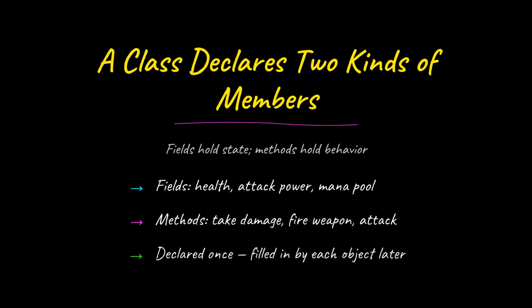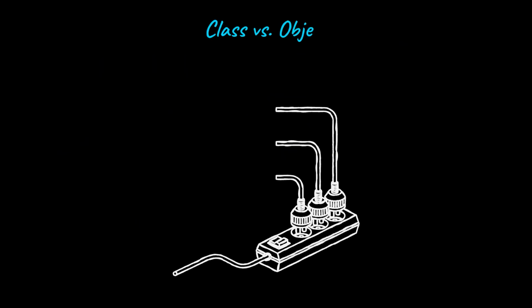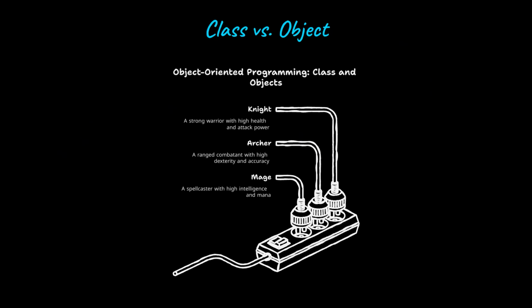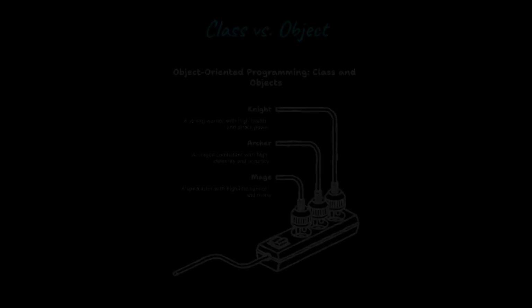The class names these members, but each individual object created from the class carries its own live values. Think of the class as a cookie cutter and the objects as the cookies stamped from it. One character class can produce a knight, an archer, and a mage, each a separate object, each sharing the same structure defined in that single blueprint.